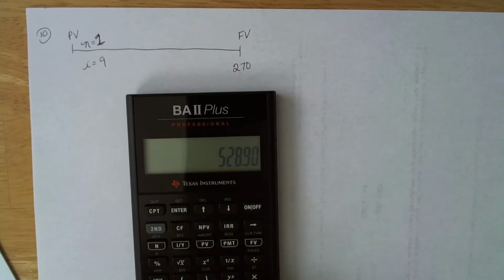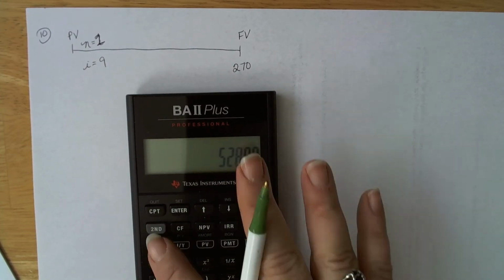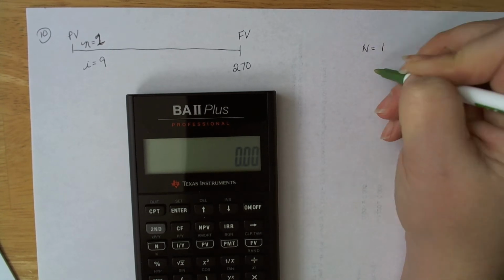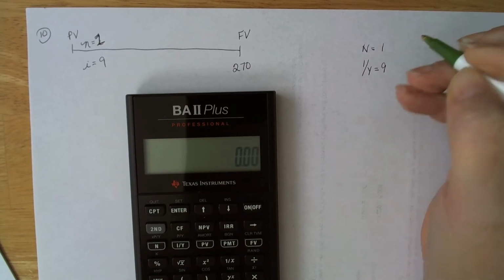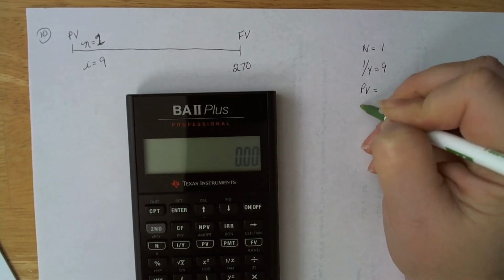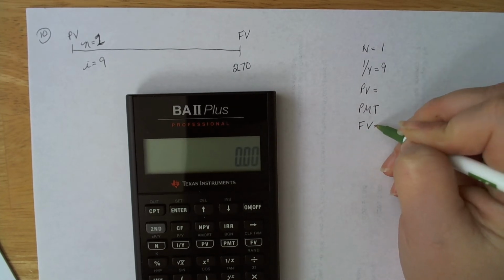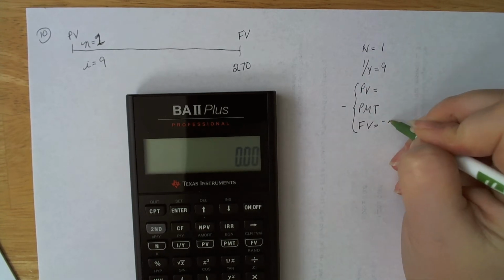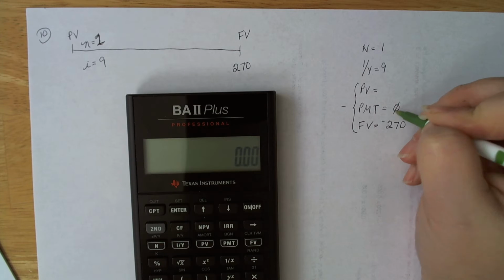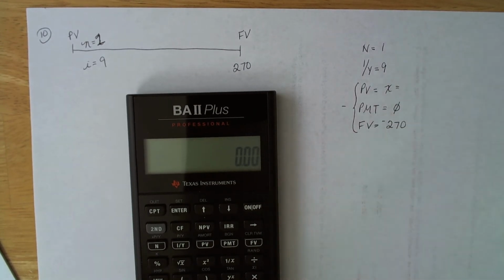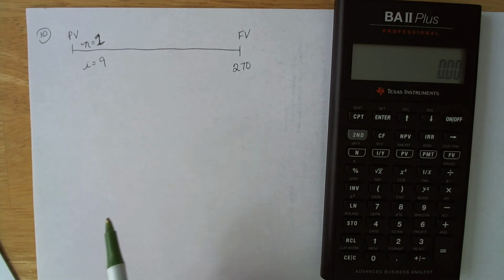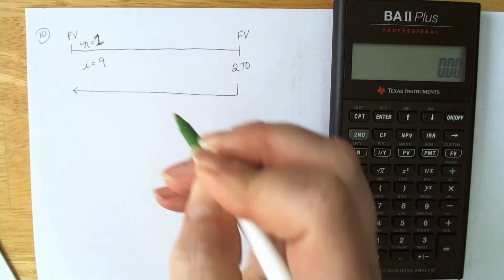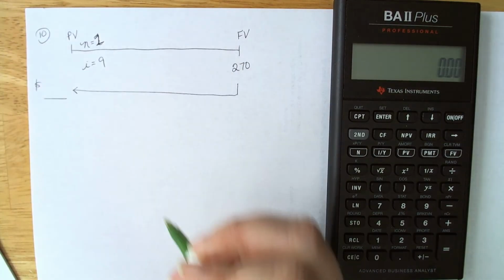And of course, if we use our calculator keys, we have N equals 1, I/Y equals 9, present value, payment, or future value, one of those three have to be entered as a negative. So we have the future value, so let's enter the future value as a negative. We don't have a payment, and we're solving for present value, so we'll come back to that. Now, if we rely on our timeline to solve this problem, we're taking this $270 payment and bringing it back here to present value.